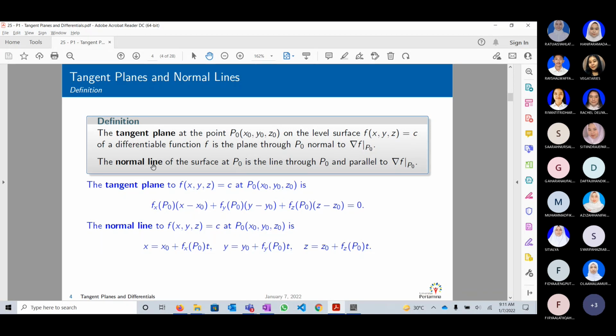And then the normal line of the surface at the point P0 is the line through P0 and parallel to the gradient of f at that point.